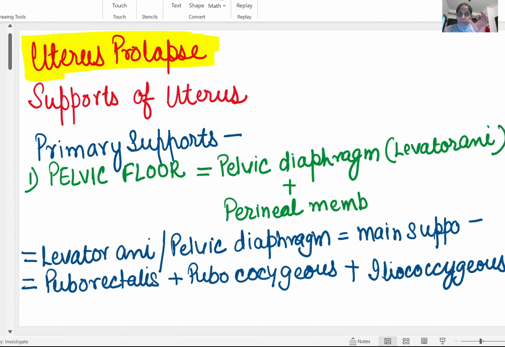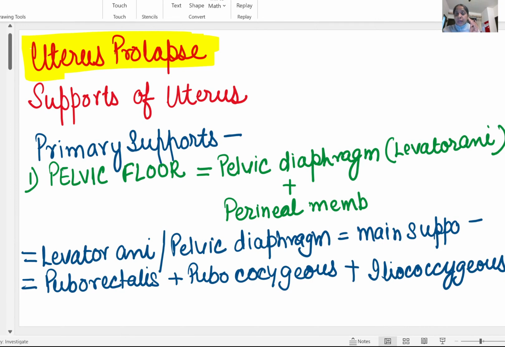The uterus is maintained there due to the supports of the uterus. The supports which are the main supports are known as primary supports. The supports which give less support are the secondary supports, and no supports are those which do not support at all.